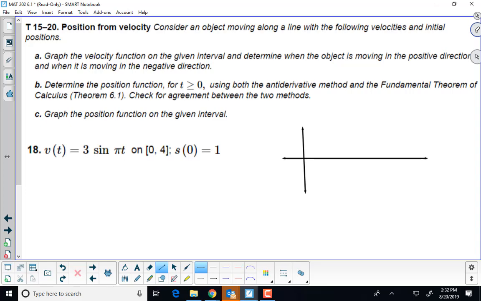Quick review, the 3 in front of a sine or a cosine represents the amplitude. Amplitude is the max distance traveled above or below the center line. So that's the 3 in this case. And let's pick some points on here just to be precise. If we plug in t equals 0, sine of 0 is 0, 0 times 3 is 0, so we're right there.